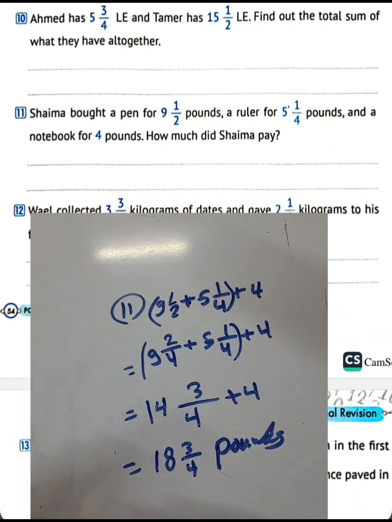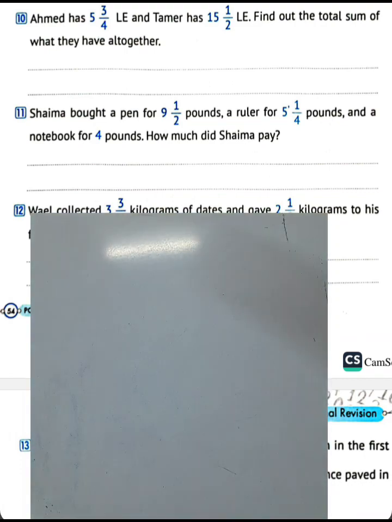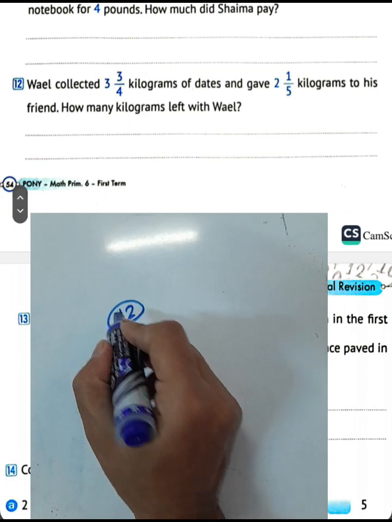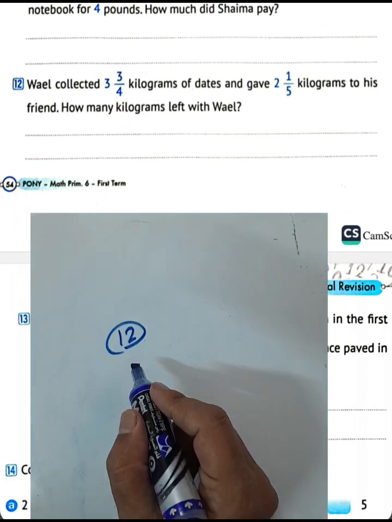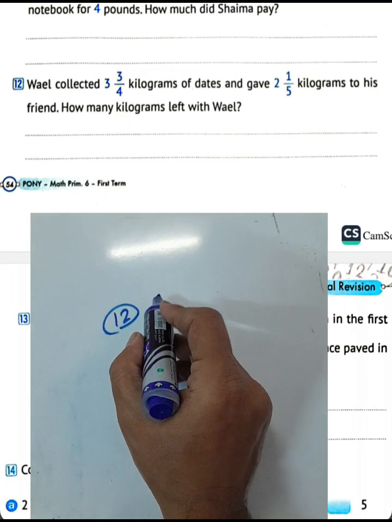It was question 11. And then question number 12. Look with me at question number 12. Wael collected 3 and 3/4 kilograms of dates and gave 2 and 1/5 kilograms to his friend. How many kilograms are left with Wael? Left means remainder. You can find the difference between the two numbers to find what is left.